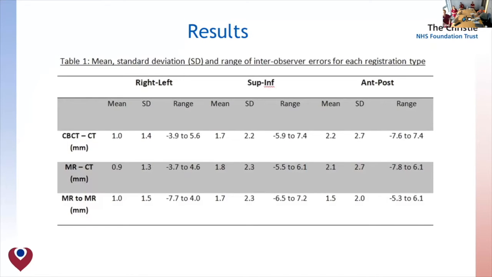As far as the results go, we looked at inter-observer variation between the MR, CT and cone beam CT registration, and the results are very similar really. There was very little difference, and that kind of led us to the conclusion that registering an MR is at least no worse than using cone beam.